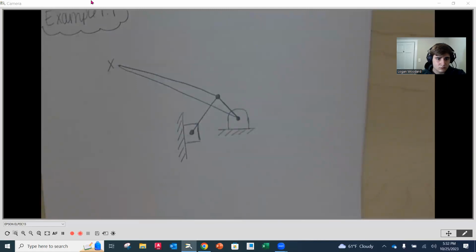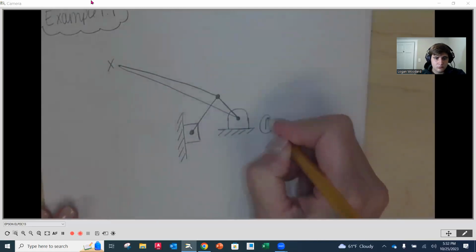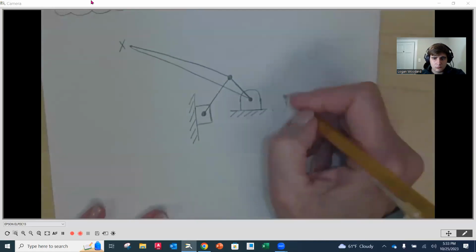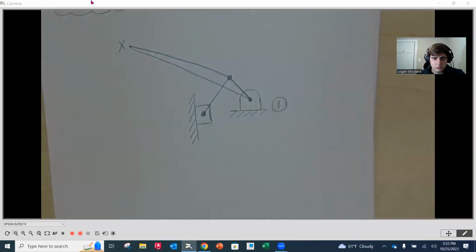Now that we have all our elements in place, we need to label two things. We need to label all of our links, and we need to label all of our joints. So we're going to start with links. As I mentioned earlier, link number 1 is always going to be our frame. So our frame is right there. We're going to put the number 1, sorry, I should do this neater, the number 1 with a circle around it. That's how we're going to do it in CAD as well. And after number 1, the frame is identified. The other members can really be in any order.